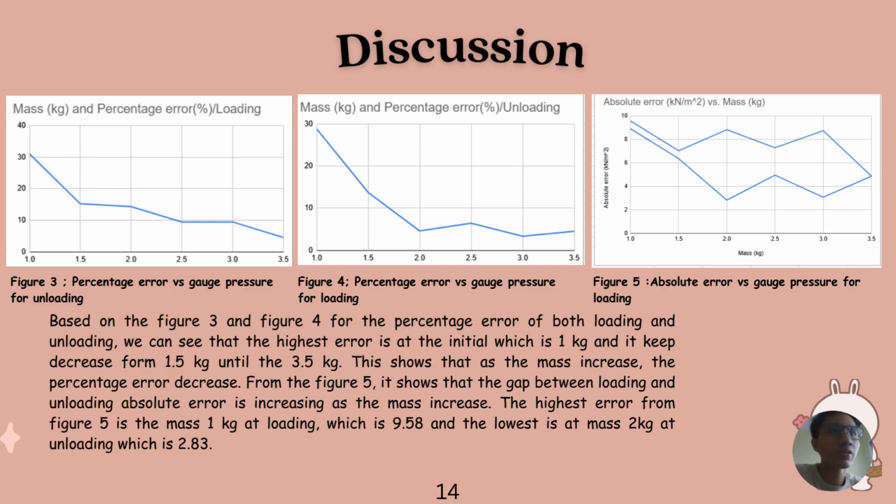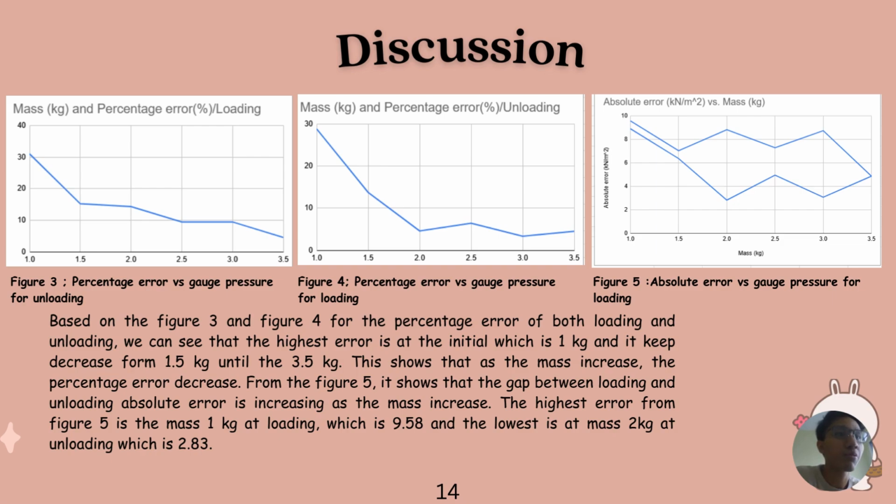Based on figures 1 and 2 for the percentage error of both loading and unloading, we can see that the highest error is at the initial mass, which is 1 kg, and it starts to decrease at 1.5 kg. And for figure 3, it shows that the gap between the loading and unloading absolute error is increasing as the mass increases. The highest error for figure 3 is at 1 kg, which is 9.58, and the lowest is at 2 kg, which is 0.83.